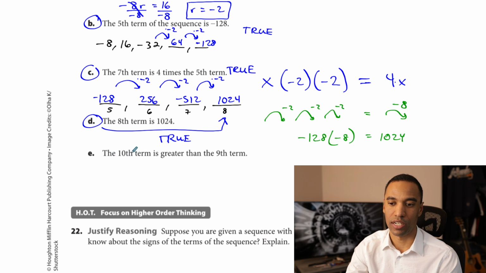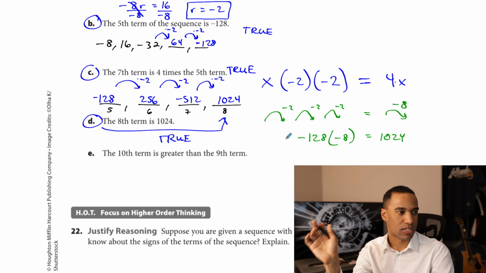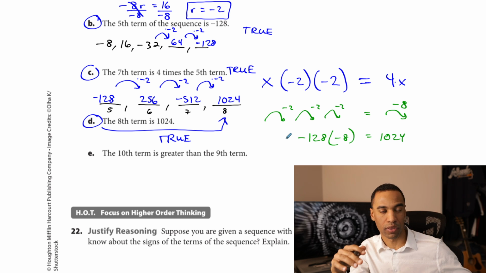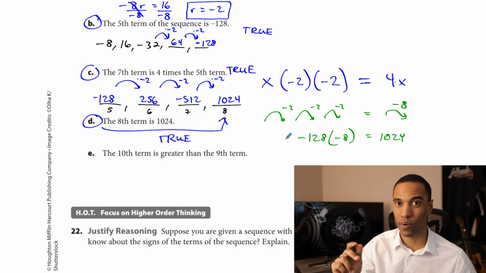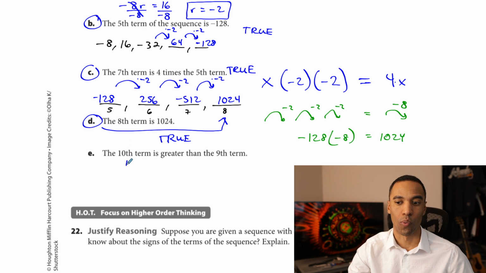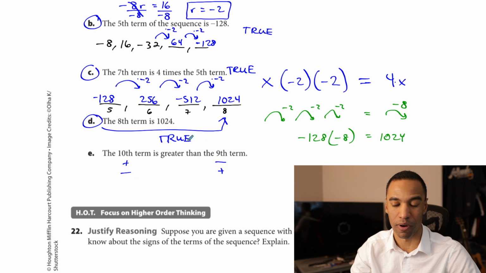And the last question here, the 10th term is greater than the 9th term. So if you think about this as we're doubling each time, well then no duh it would be greater than the 9th term because it'll be double the 9th term. However, we're not just doubling, we're multiplying by negative. So the real question at play, all I need to ask myself is: is the 10th term positive when the 9th term's negative, or is the 10th term negative when the 9th term's positive? Because it doesn't matter if it's a massive negative number, a negative is always smaller than a positive.